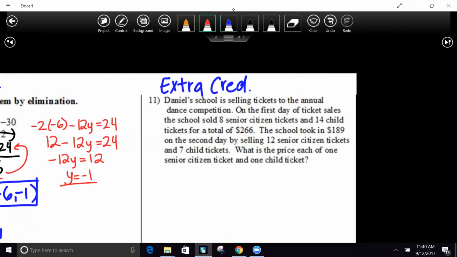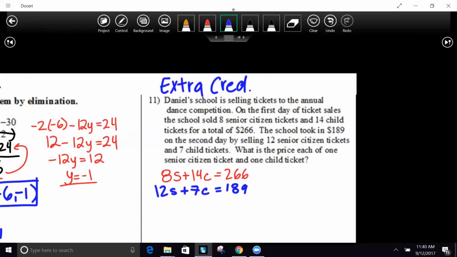On the first day, 8 senior citizen, 8S plus 14 children sold for a total of 266. On the second day, it's going to be our second equation, which is the school took in $189 by selling 12 seniors and 7 children.